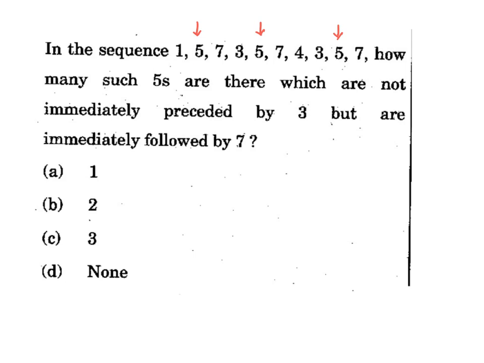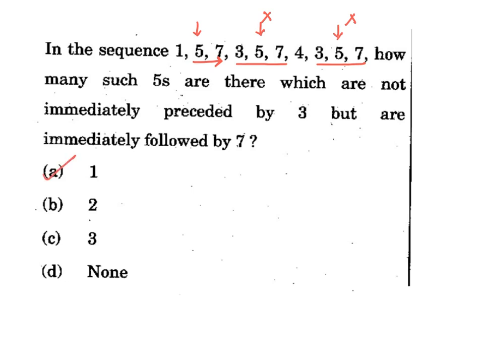So first one is followed by 7 but not preceded by 3. This is preceded by 3 followed by 7. So you cannot take this. Preceded by 3 followed by 7. You cannot take this. So the answer is only 1.